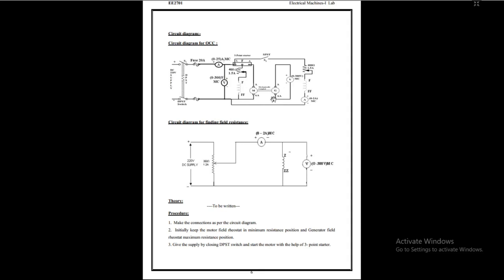So the generator will also rotate at the rated speed. Then the field rheostat will be connected to the maximum position, so less field current will enter the field winding. Then we will note down this EMF. Again, by varying the field, we will note down the voltage. We keep increasing the field current up to the rated value, taking the readings.